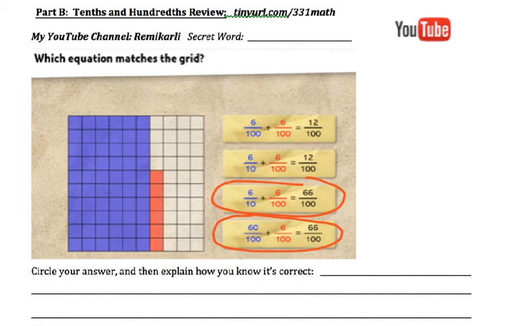For this one I'm going to go over the answers, and if you got any of them wrong, I really recommend you stop, watch it, and just get the hang of tenths and hundredths. So in the very first picture, there are actually two equivalent equations that match the picture, the third and the fourth one.